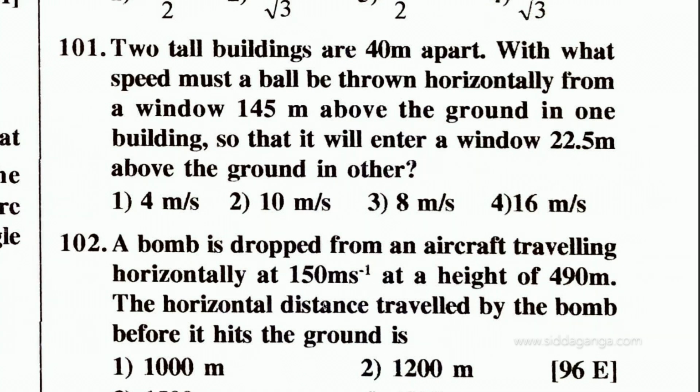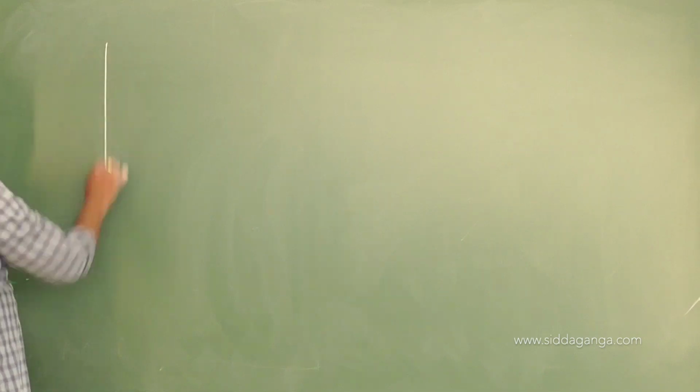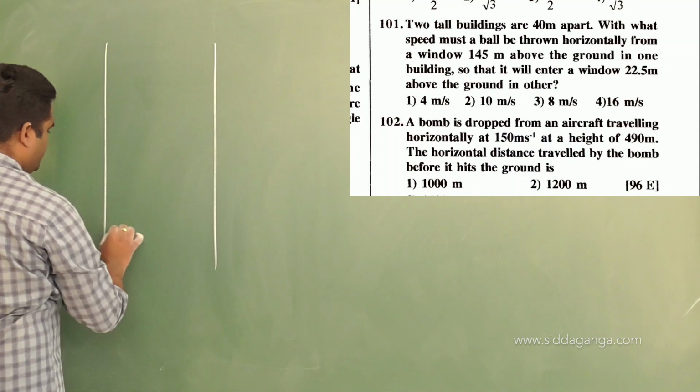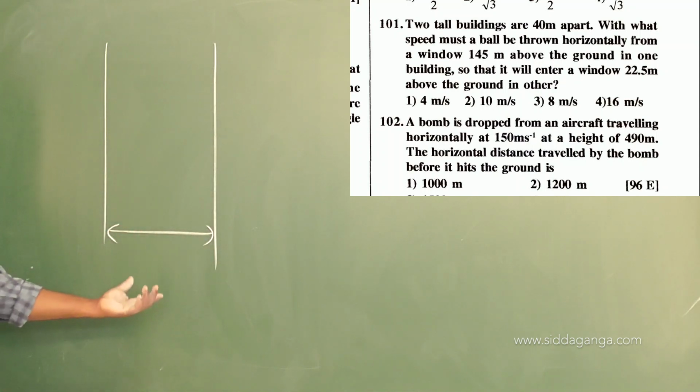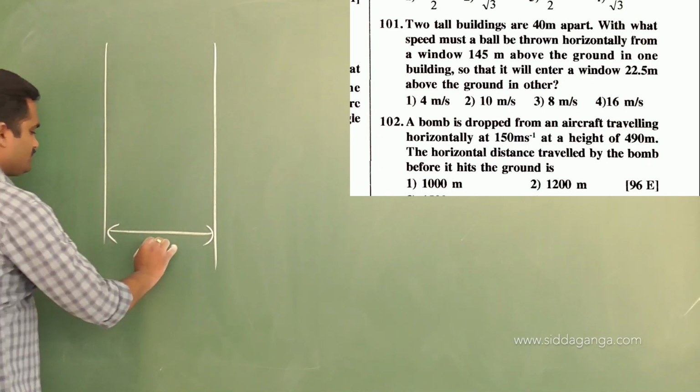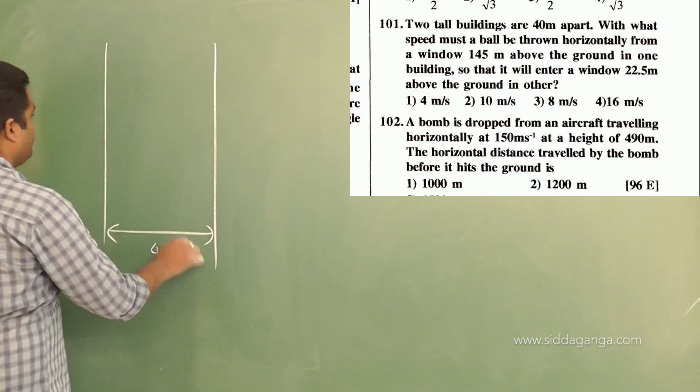Two tall buildings are 40 meters apart. With what speed must a ball be thrown horizontally from a window 145 meters above the ground in one building so that it will enter a window 22.5 meter above the ground in the other? I told you these are the kind of problems that are tricky. The two buildings are separated by a distance of 40 meters.